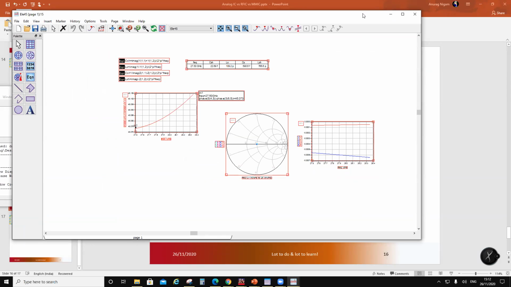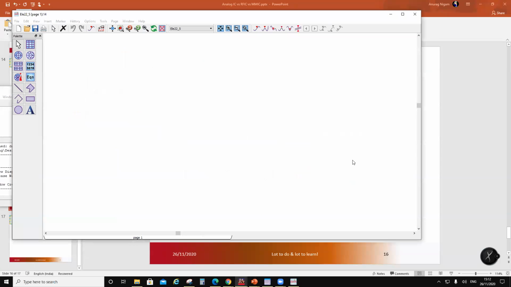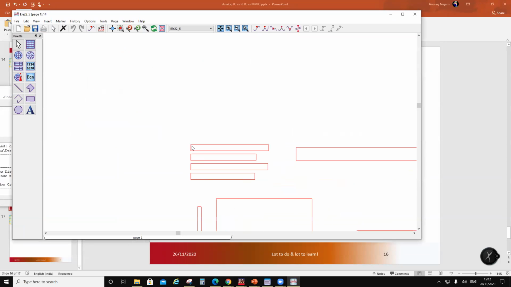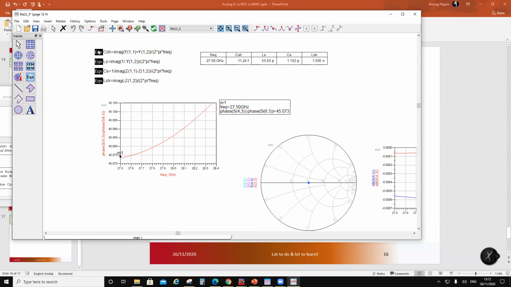Control C, Control V. Okay, so now what I'm expecting is 11.25, right? Okay, so I need 1.192 picofarad and 1.5. This is still doable. Okay, this is still doable. So I'm going to do that.